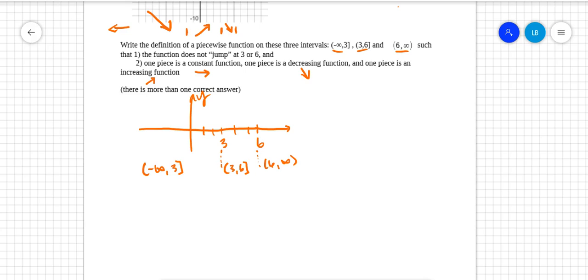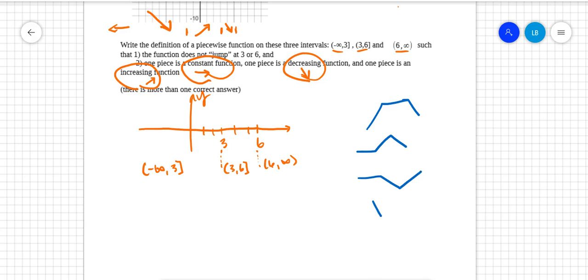Now, we're told we have to put 3 different things in here. A constant function, a decreasing function, and an increasing function. We have choices. It could look like this. It could be increasing, constant, decreasing. It could look like constant, increasing, decreasing, or constant, decreasing, increasing. We just have to have one of each, decreasing, constant, increasing, as long as we have one of each and it makes sense.